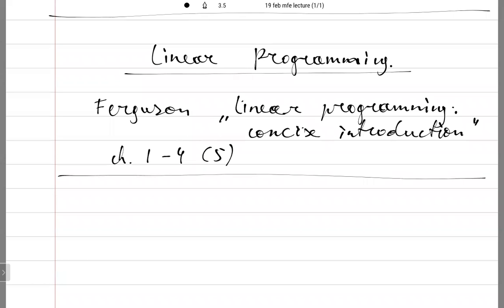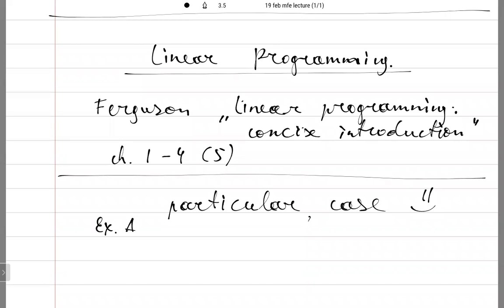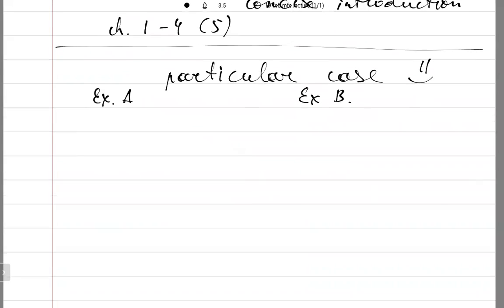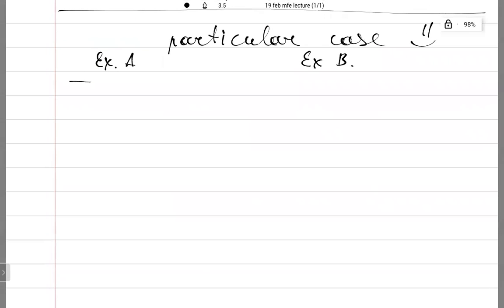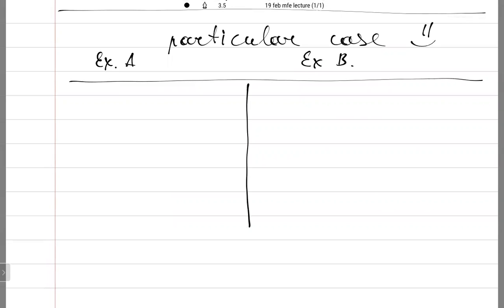Okay, let's move on. Let's start with the example. Linear programming is basically a particular case of optimization with inequality constraints. From the first point of view, it's just a particular case of what we have already done. Imagine two examples, example A and example B. I will start with two examples at once: a minimization and a maximization problem.